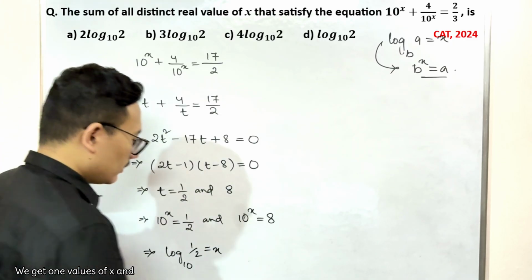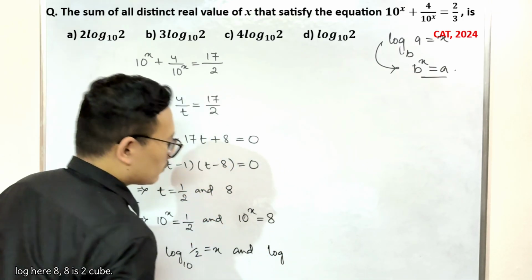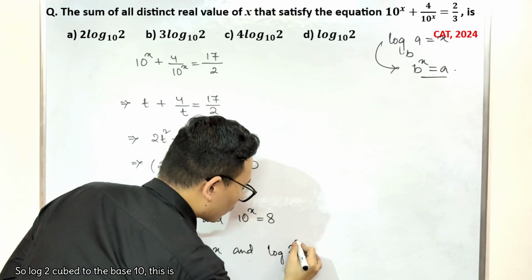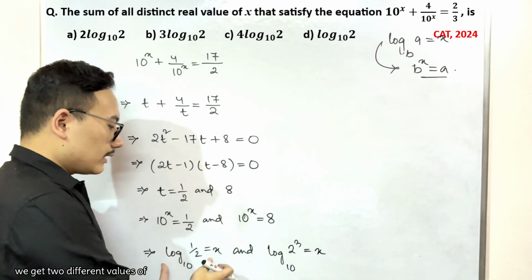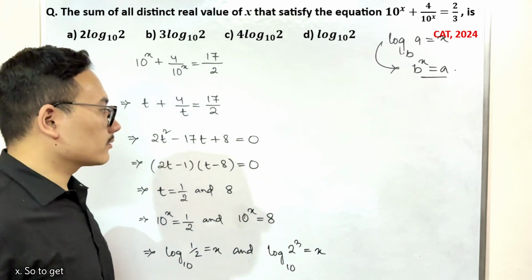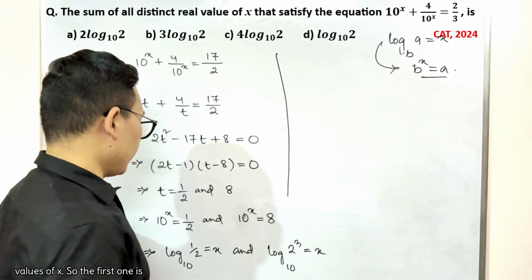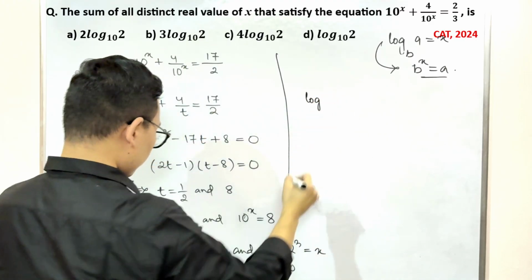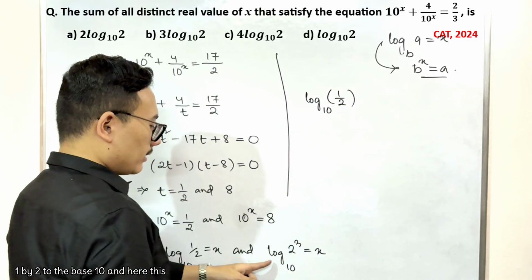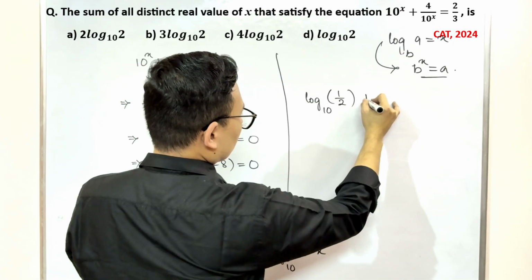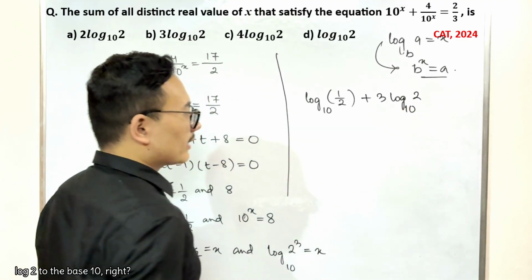We get one value of x, and another value of x is log 8, and 8 is 2 cube, so log 2 cube to the base 10 is equal to x. So we get two different values of x. To get the answer, we have to sum these two values of x. So the first one is log 1 by 2 to the base 10, plus 3 log 2 to the base 10, right?